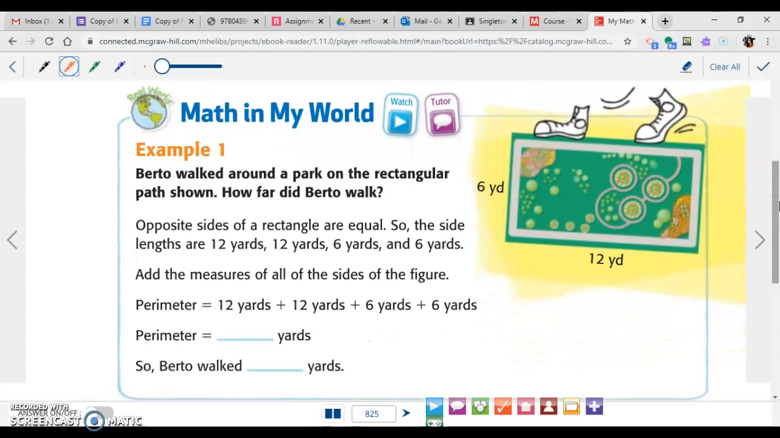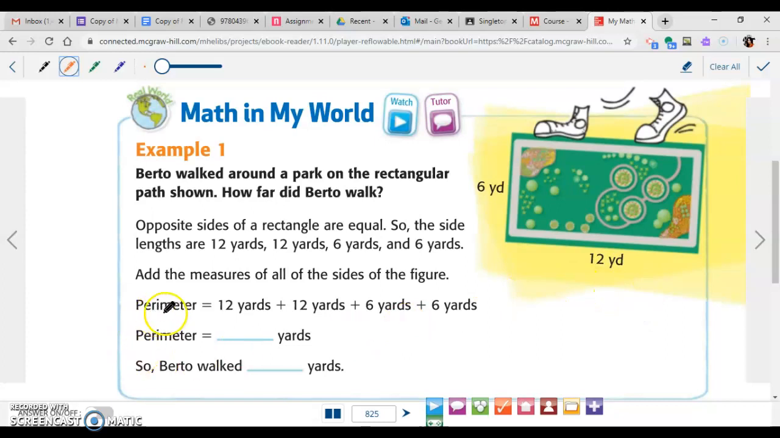Berto walked around a park on the rectangular path shown. How far did Berto walk? So if you look here, this is a closed figure. That means that it goes all the way around without stopping. So you go 12 yards this way, 6 yards, 12 yards, and 6 yards again, because the opposite sides are equal. If this is 6, that's 6. If that's 12, then that's going to be 12. So in order to find out how far he walked, you need to add all of the sides.